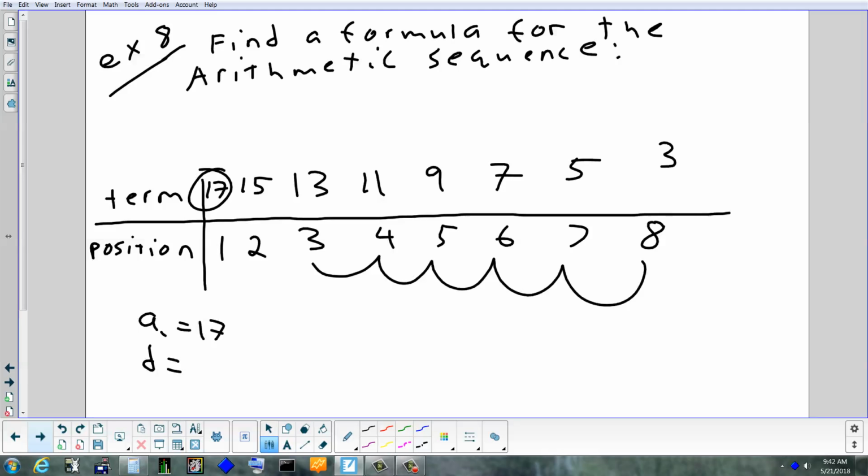Common difference. What's the common difference here? -2. Be careful, -2. It's always term minus the 1 before it. So common difference is -2.